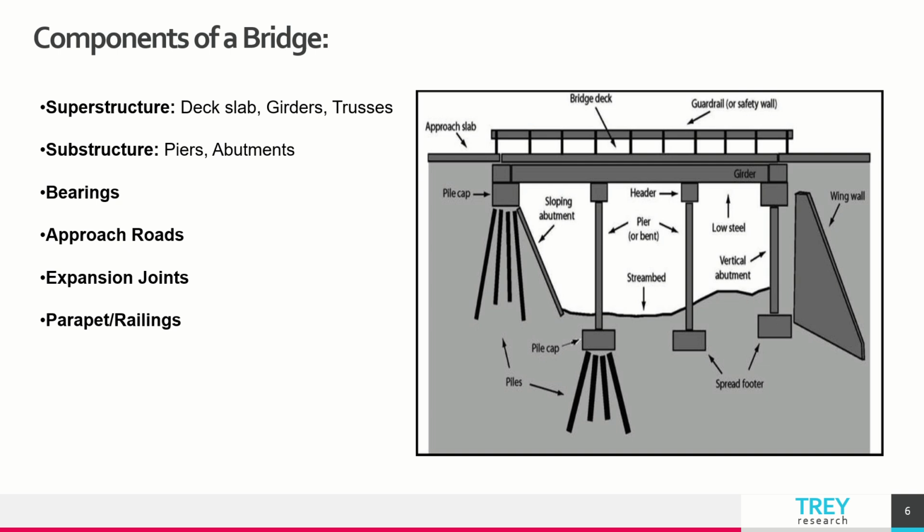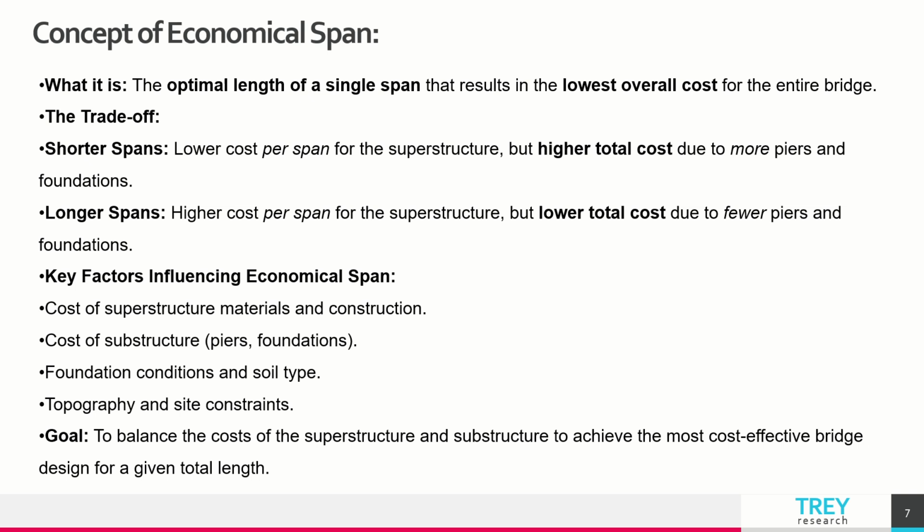Then coming to the concept of economical span. What is economical span? It is the optimal length of a single span that results in the lowest overall cost for the entire bridge. The trade-off: in shorter span, we have lower cost per span for superstructure, but higher total cost due to more piers and foundation. In longer span, we have higher cost per span for the superstructure, but lower total cost due to fewer piers and foundation.